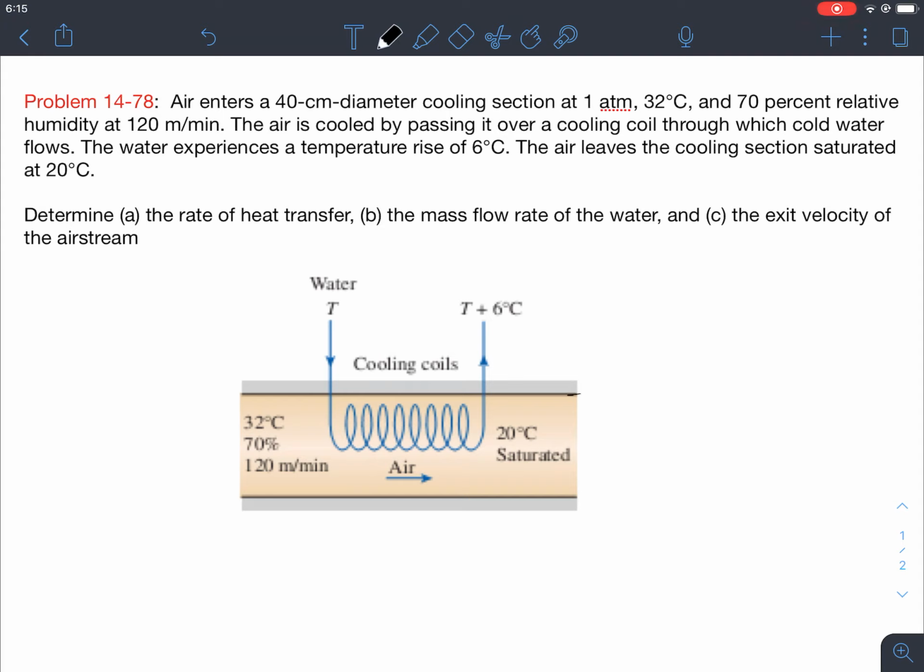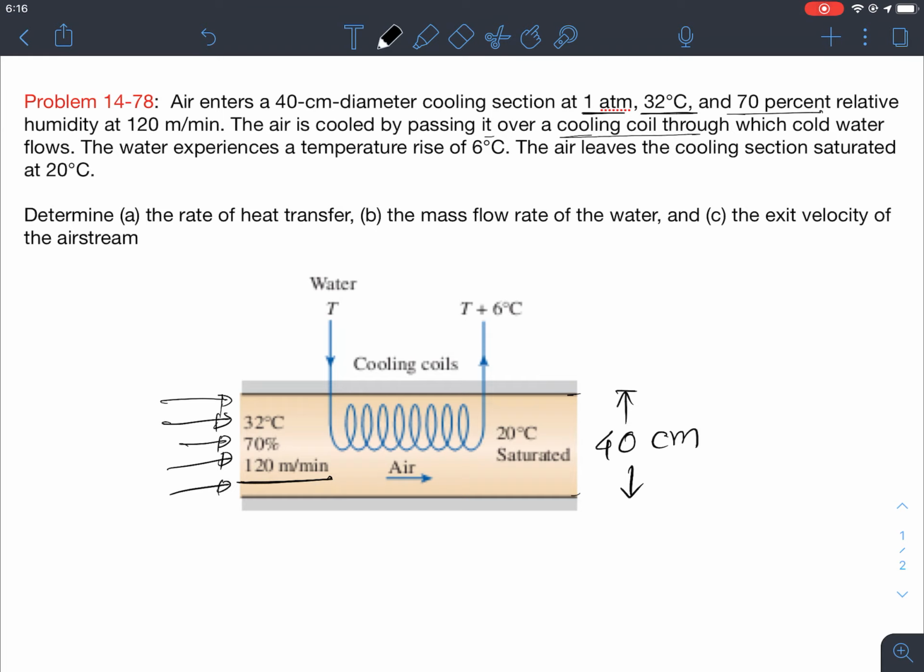In this problem, we have a duct with a diameter of 40 centimeters. Through this duct, air at 1 atmospheric pressure, 32 degrees Celsius and 70% relative humidity is coming in. This is the incoming fresh air, and the incoming condition is here. The flow rate is 120 meters per minute, and that is the velocity, 120 meters per minute. We have to convert it to meters per second later on.